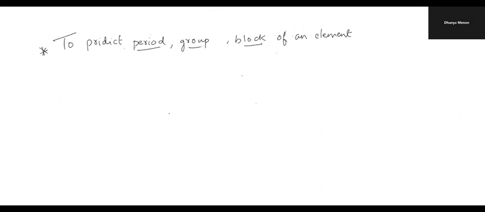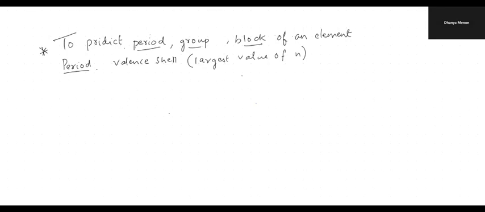Okay, so let's start with period number, or how to predict the period of an element. The period of an element depends upon the valence shell. I already told you the last shell is called the valence shell. Sometimes they use these terms, so that's why I'm also using valence. Or we can say the largest value of n, which is the principal quantum number. I'll show you with an example.